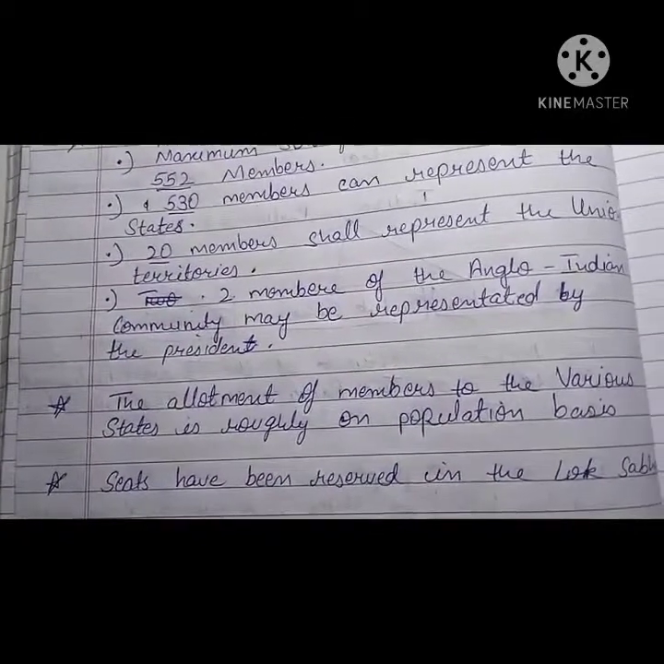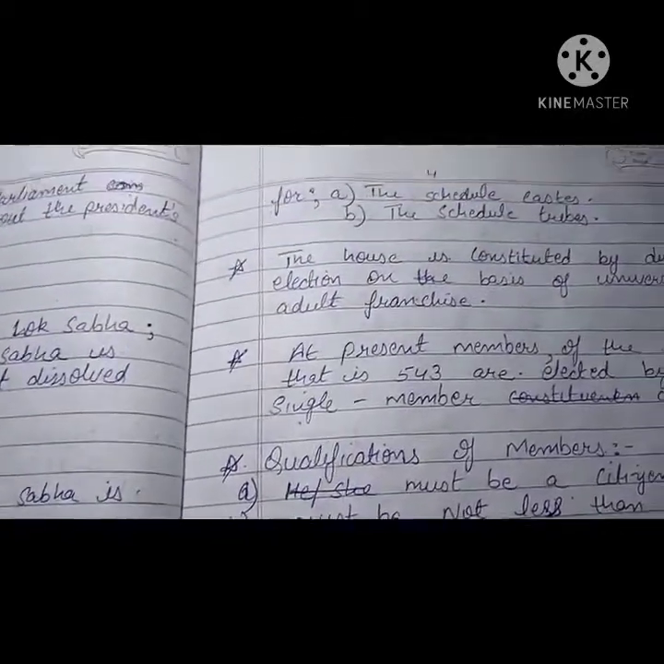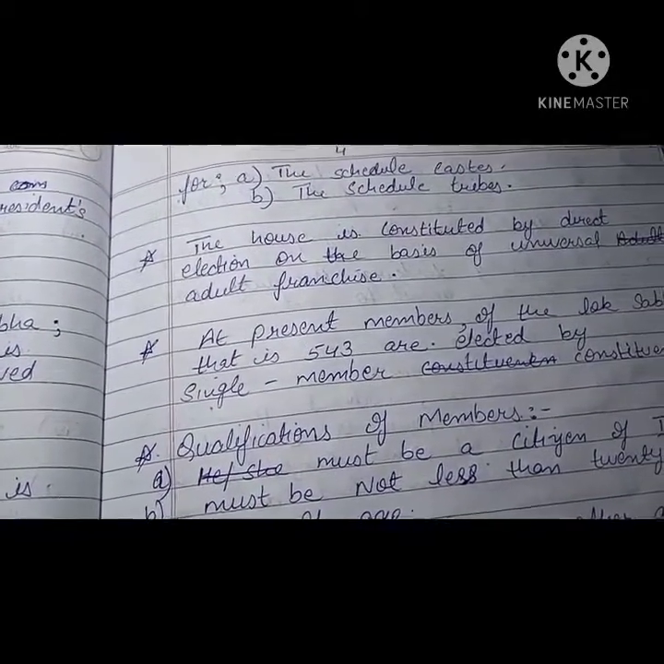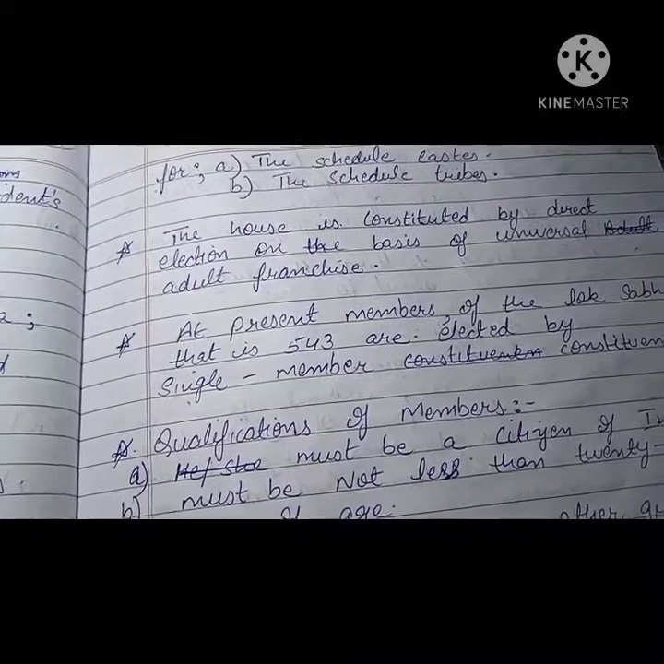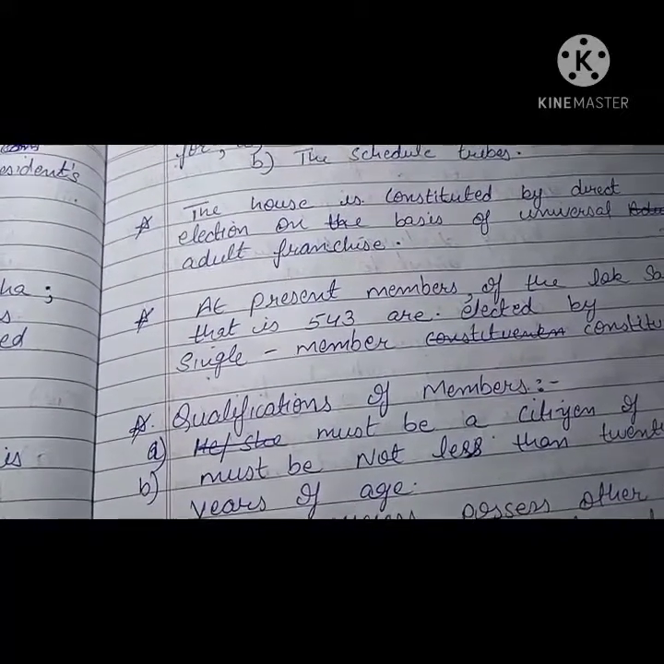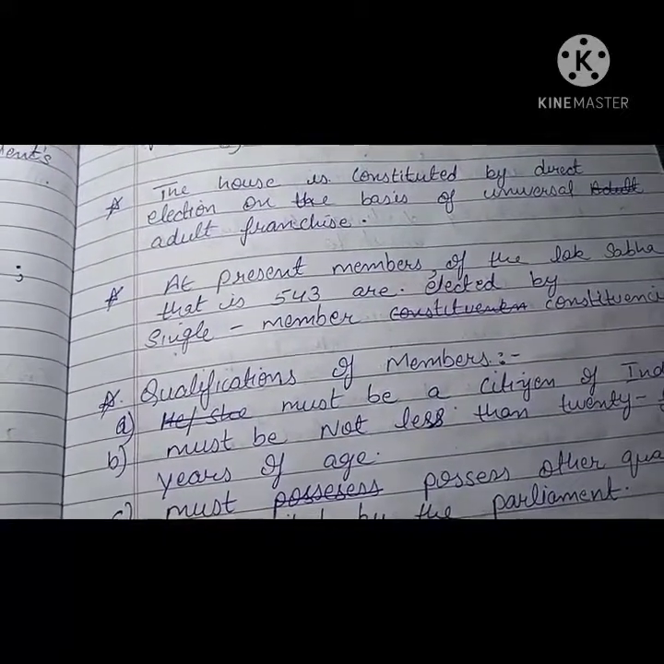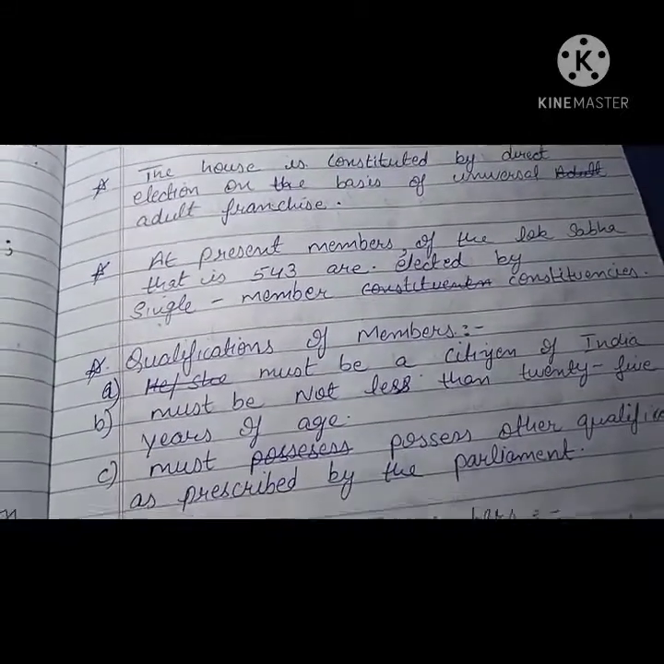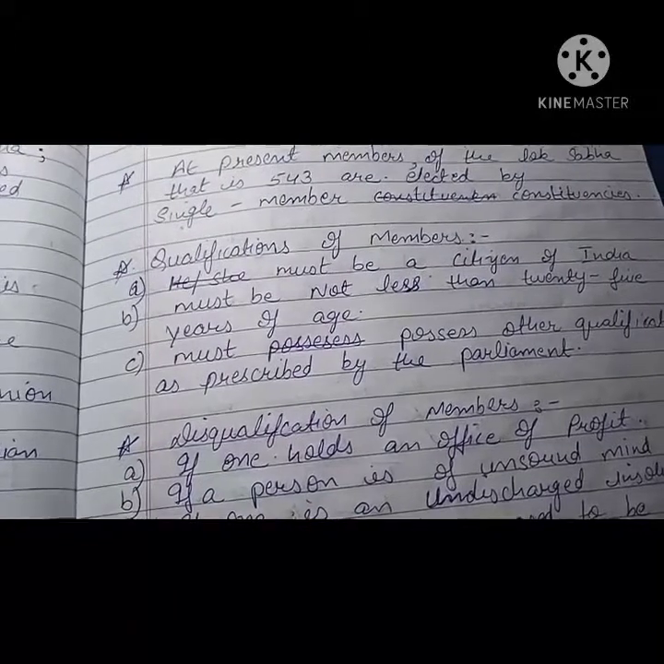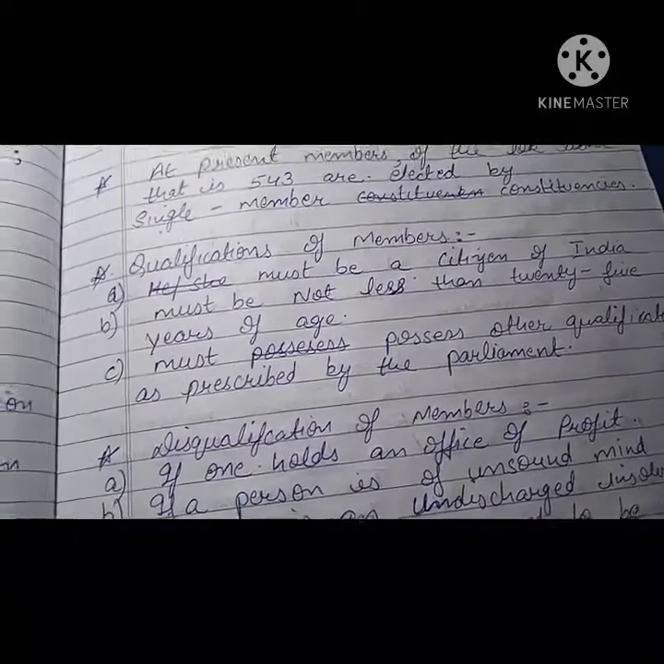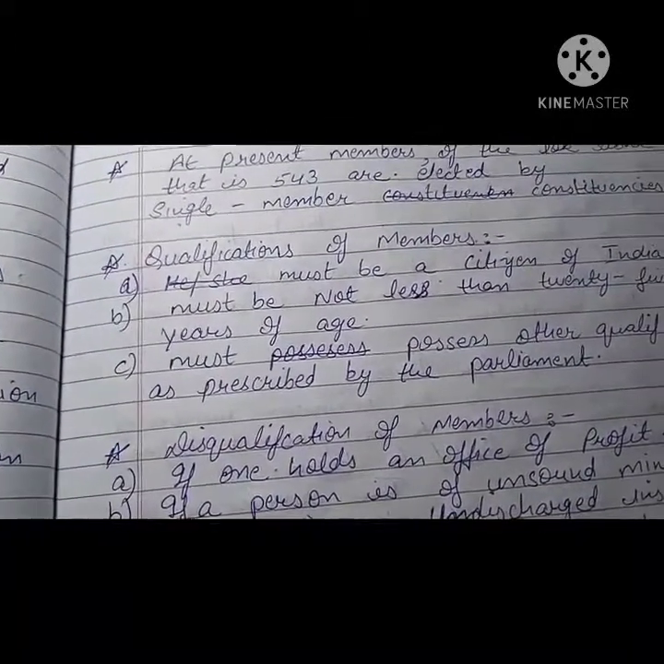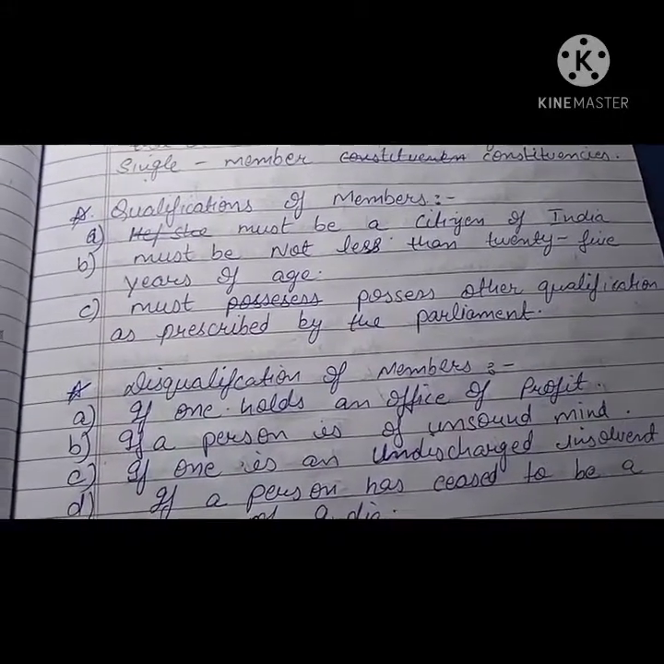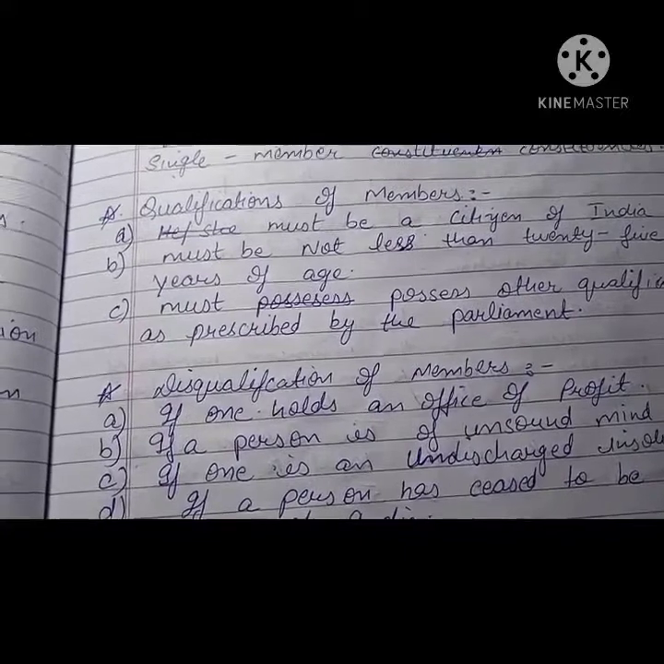Seats have been reserved in the Lok Sabha for the scheduled castes and scheduled tribes. The House is constituted by direct election on the basis of universal adult franchise. At present, members of the Lok Sabha, that is 543, are elected from single member constituencies. Qualification of members: must be a citizen of India, must be not less than 25 years of age, must possess other qualifications as prescribed by the Parliament.